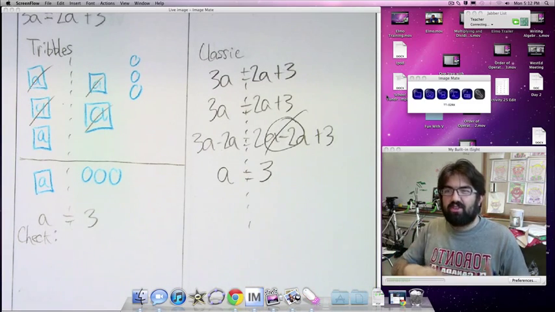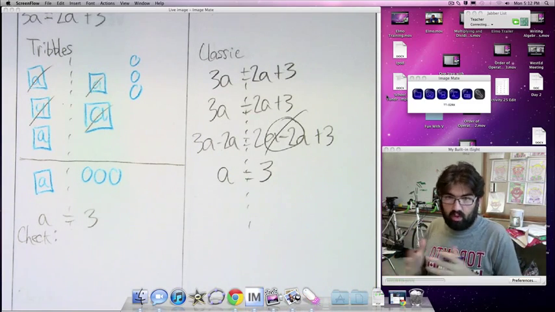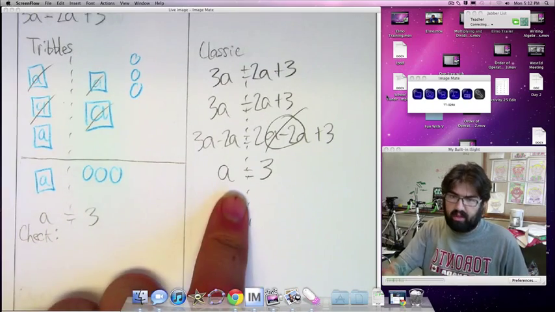Sometimes you'll have more to do, and that's in the next example. But in this case, we're done. A equals 3.